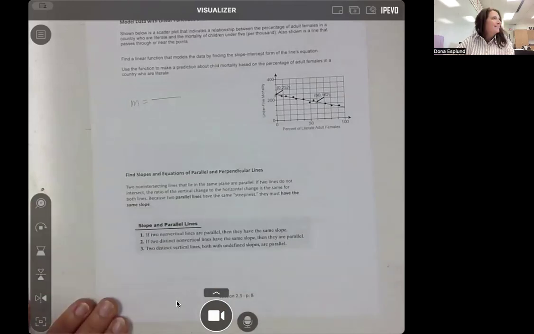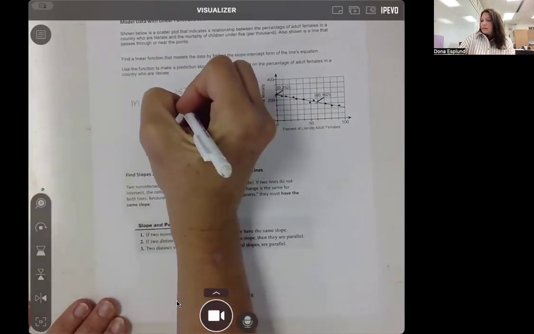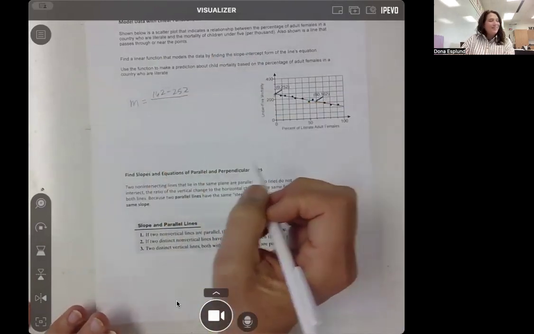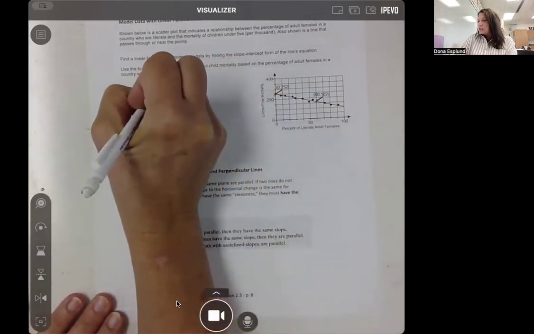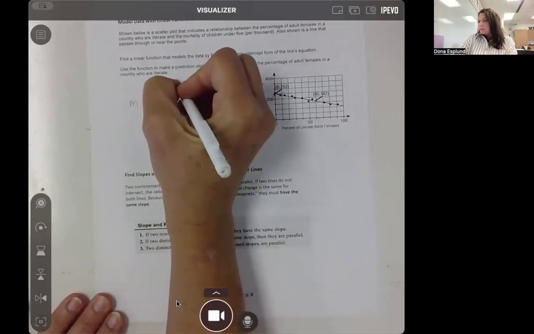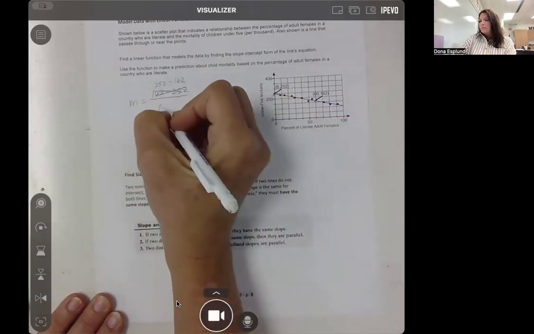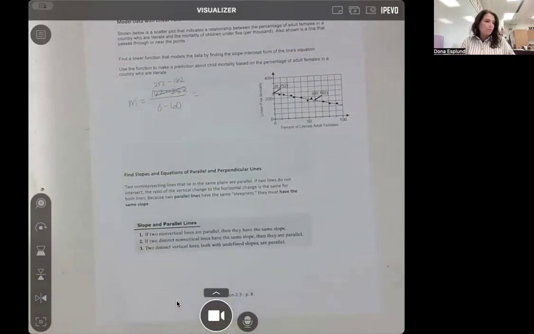Which one? Mia, can you do it? Do your slope. So the change of the y would be what? Which point would you start with? Okay, perfect. 162 minus 252. Then you want to use, you can do it. So 252, where she wants to change it to 252 minus the 162. And then on the bottom, we would have 0 minus 60. So either way will work. You just have to make sure you don't change the order.